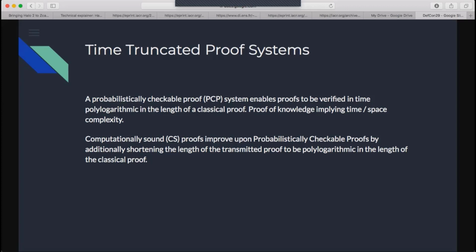From the earlier introduction by Tejaswai, you know there are three properties: soundness, completeness, and the zero knowledge property. Soundness is very important. Computational soundness is very important for probabilistically checkable proofs, and that helps to shorten the length of the transmitted proof. Transmission of proof is very important, because we have to understand that proofs are transmitted between different actors in a probabilistic proof system. That is the benefit we are leveraging to create time truncated proof systems. Moving on to the next slide.